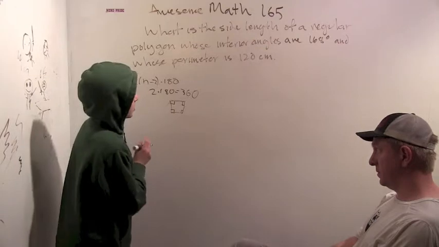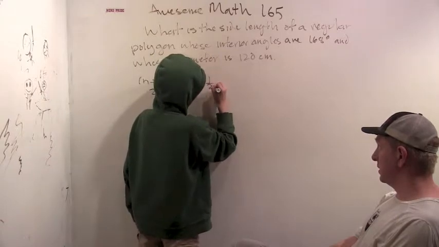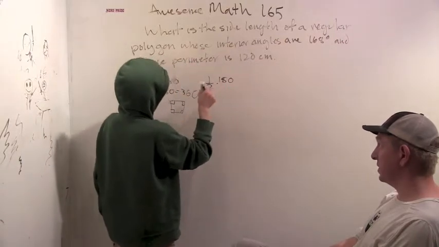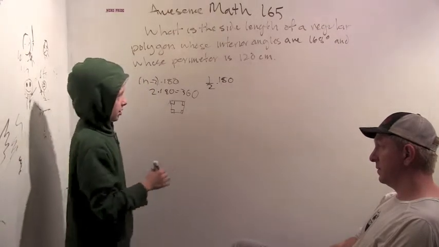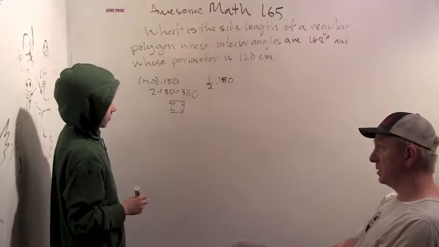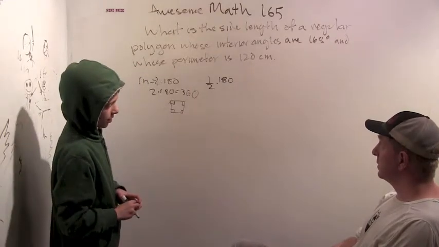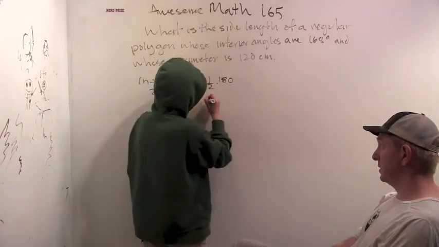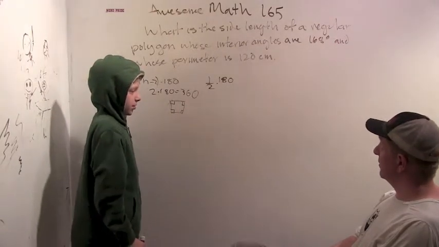Well, if the interior angles are 90, that would mean it would be 1/2 times 180. For what? For how much the angles added up to? If the angles added up to 90, then for the formula, n minus 2 was 1/2. I see what you're saying.